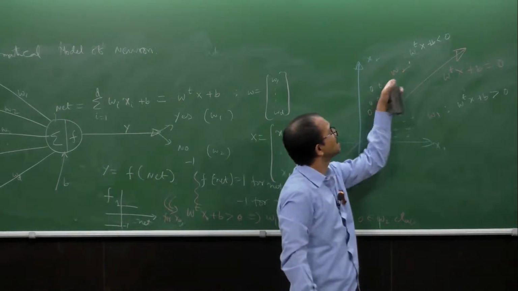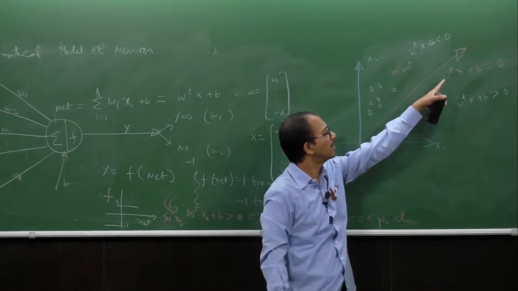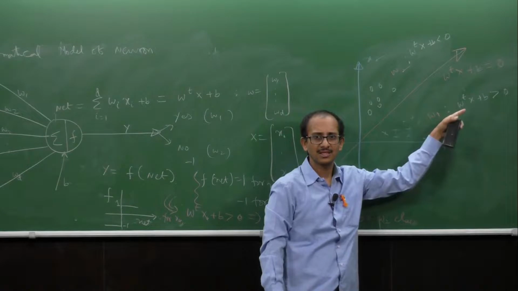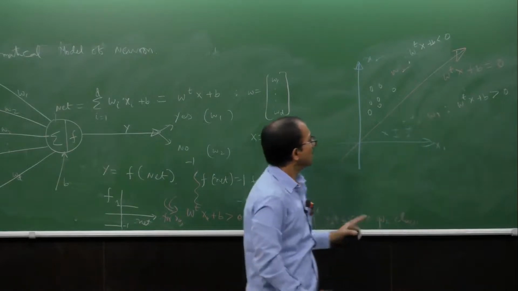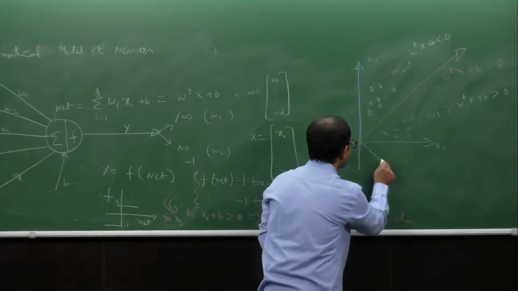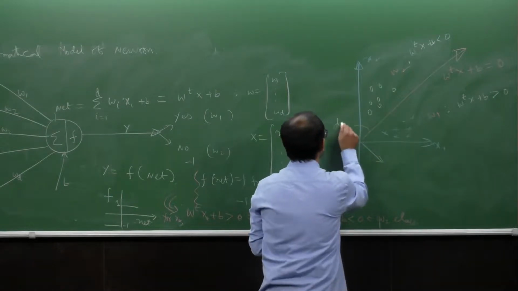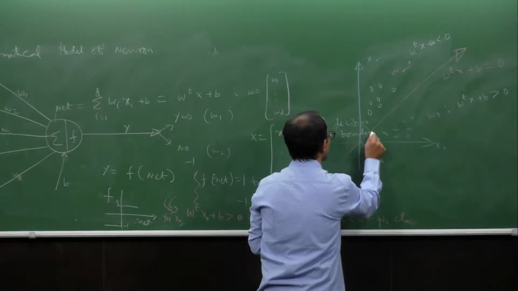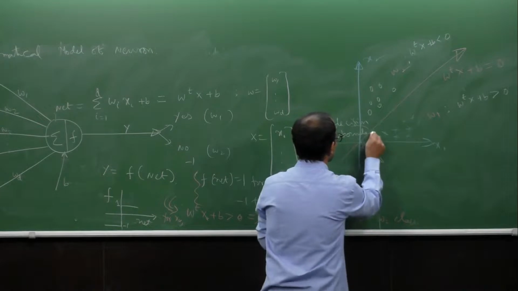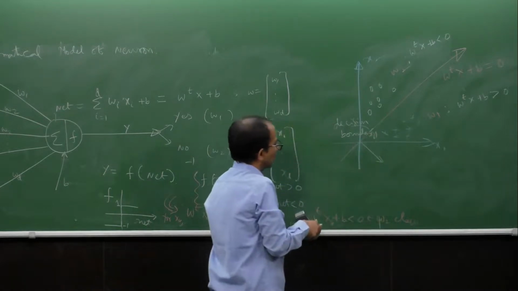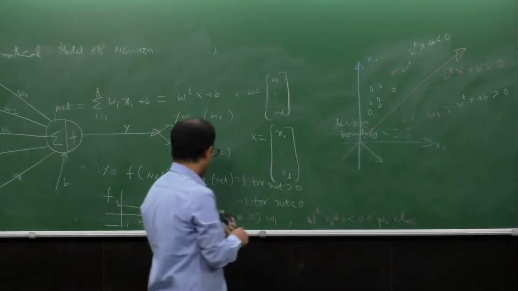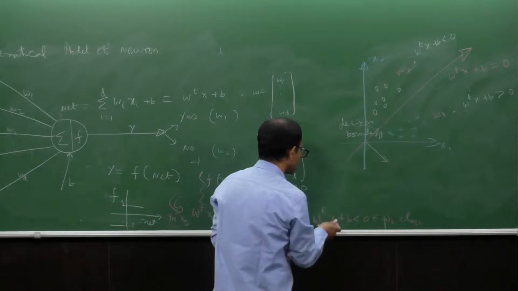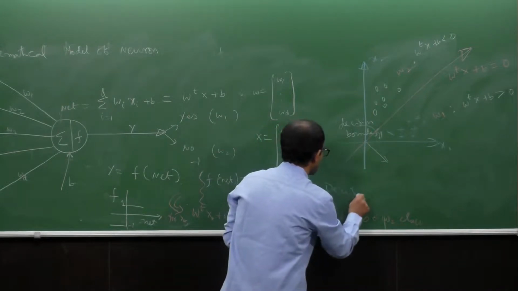Any sample from class 2 will have this property if W is properly trained, and any sample of class 1 will have this property, is it not? So this is fine. This is referred to as the decision boundary, and whatever we have written here is referred to as the decision rule.